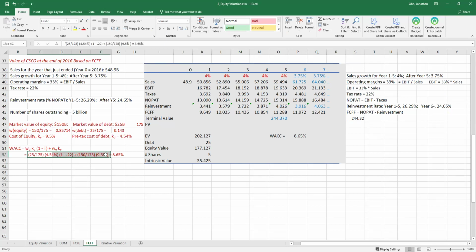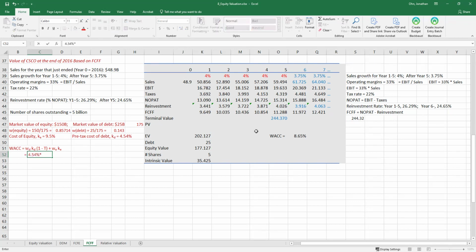So the weighted average cost of capital is the weight of that capital times the cost of that capital, times 1 minus t for debt. It is like a tax benefit. You have to make a tax adjustment, because the cost of debt is pre-tax.